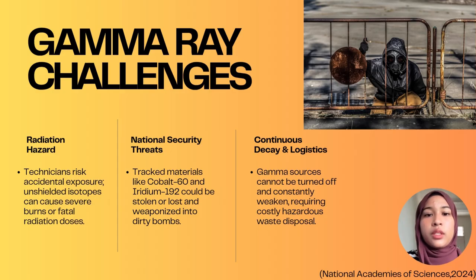Second, we have national security threats. Materials like cobalt-60 and iridium-192 are under strict international tracking. This tracking is necessary because they could be stolen or lost or used to build a radiological bomb.